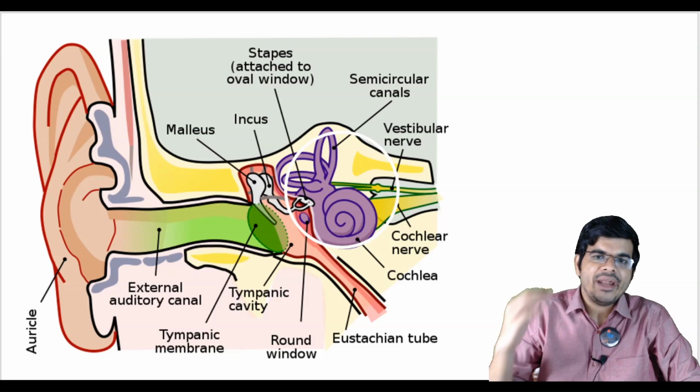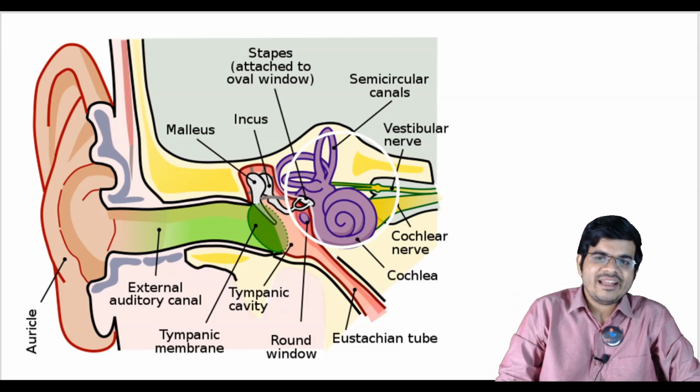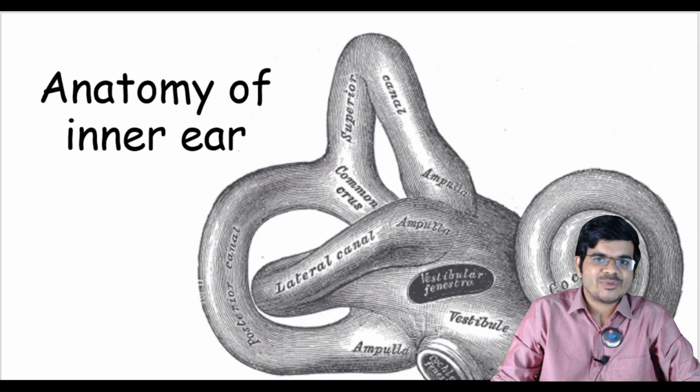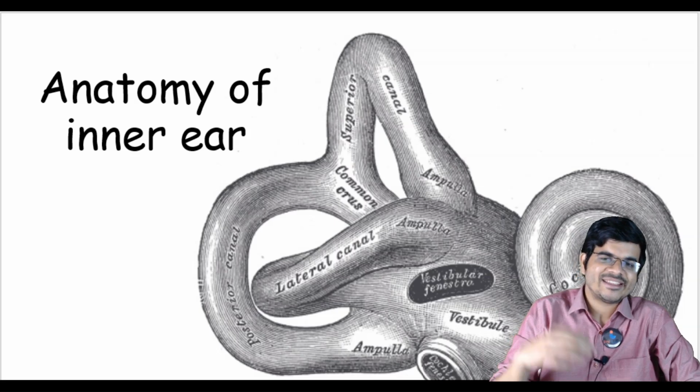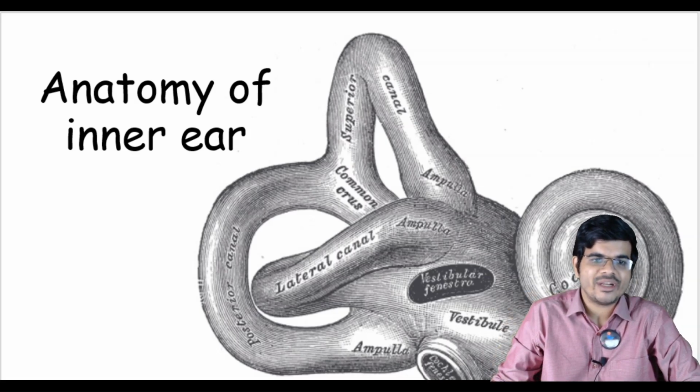Hi guys, we now know the anatomy of the external as well as the middle ear in detail. So today we will be learning about the structures which are seen medial to the middle ear. What is that? It is the inner ear. This inner ear houses the delicate structures which are responsible for hearing and equilibrium. No wonder it is being covered by the toughest bone in the body. And what is that? The otic capsule.